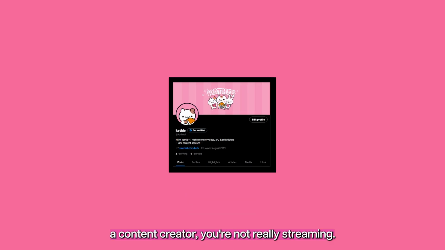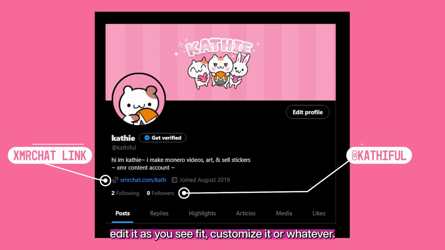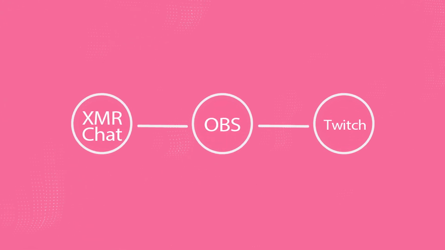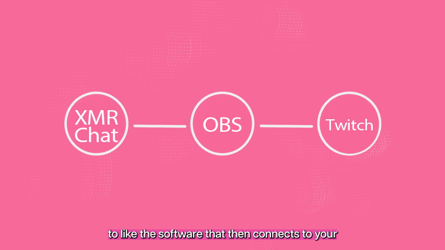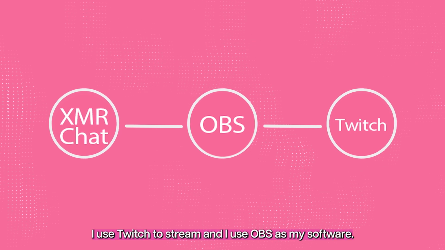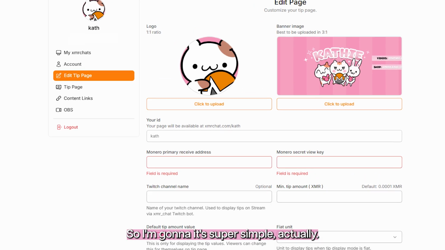Now, if you're just a content creator and you're not really streaming, you can just continue to share your link, edit it as you see fit, and customize it. But if you're actually streaming on Twitch, Kick, YouTube, TikTok, or whatever other platform, then you're going to want to use some type of streaming software. So you connect XMRChat to this software, which then connects to your actual streaming platform, right? In my case, I use Twitch to stream, and I use OBS as my software.